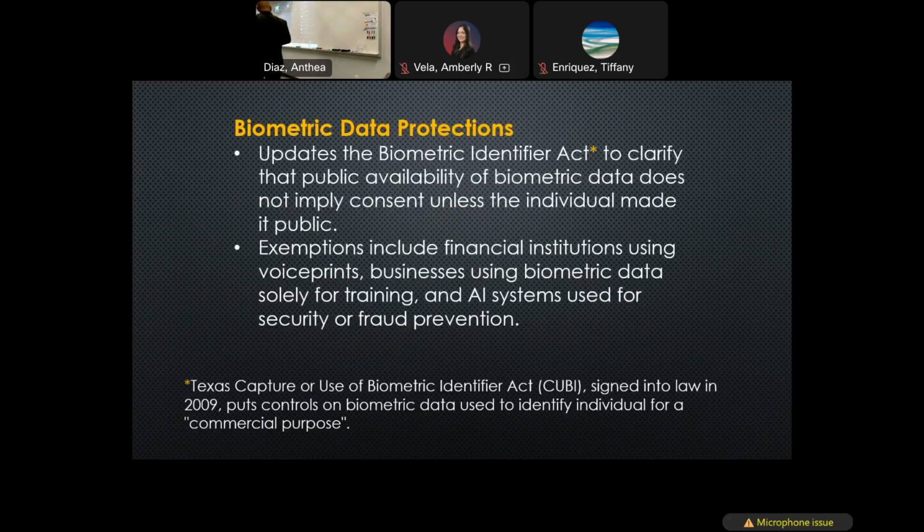Biometric protections. This act updates the Biometric Identifier Act to clarify that public availability of biometric data does not imply consent unless the individual made it public. Now, here's the definition of that. The Texas Capture or Use of Biometric Identifier Act, CUBI, signed into law in 2009, puts controls on biometric data used to identify individuals for commercial purposes. Exemptions include financial institutions using voice prints, businesses using biometric data solely for training, and AI systems used for security or fraud prevention.